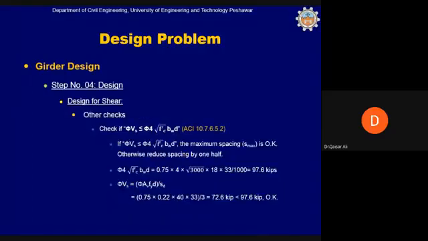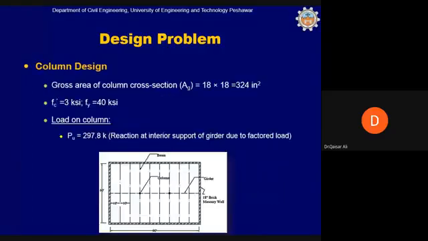This is the checks. Next is the design of column. These 2 columns are identical, so we can design only one of them with this 297.8, which is the reaction at the interior support of the girder. This is coming from the girder.